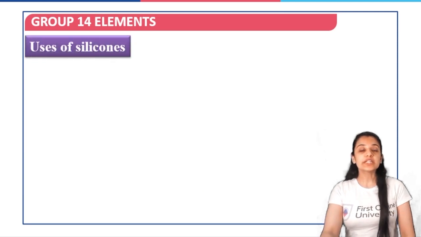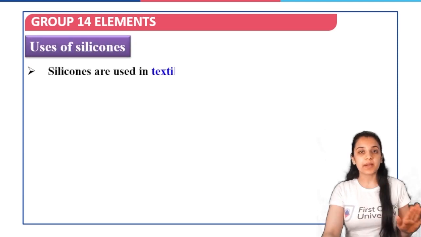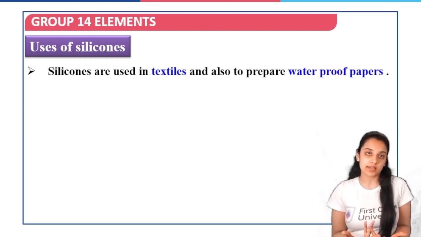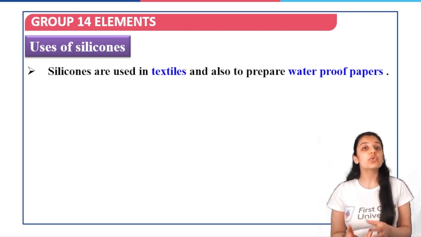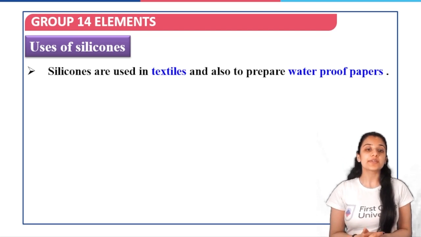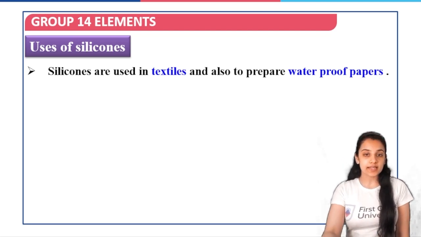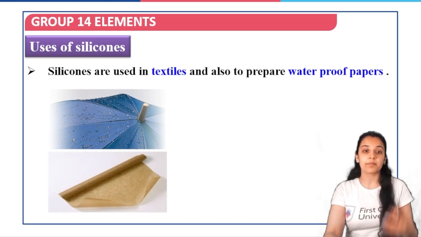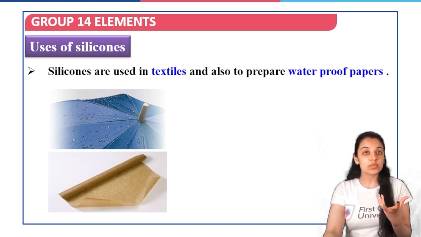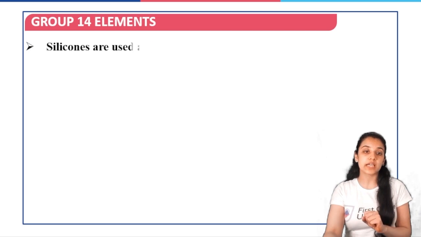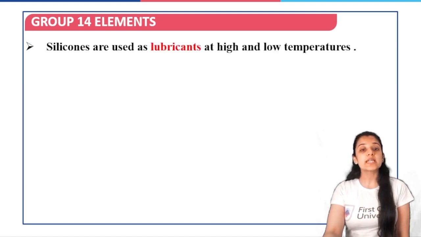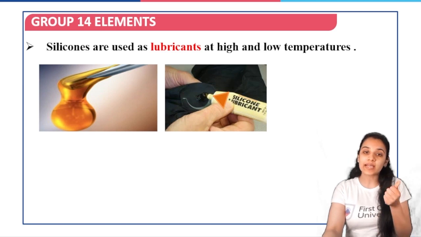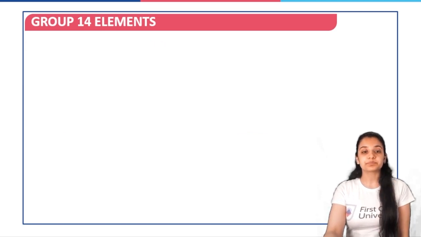Right. Now, what are the uses of silicones? We have talked about the preparation of silicones. Now we need to move on to why we need silicones at all. For that we need to know the uses of silicones. Silicones are used in textiles and to prepare waterproof papers. Umbrella material and waterproof papers are actually made up of silicones. Then they are also used as lubricants at both high and low temperatures because they are oily in nature.